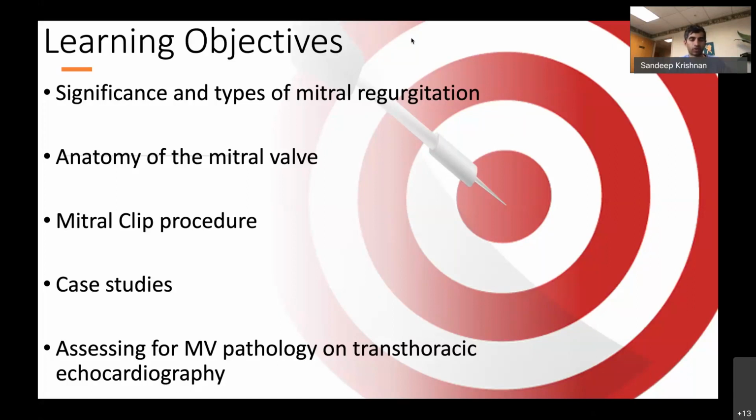We'll show a quick video of the mitral clip procedure. I'll show you some case studies from early on in our experience here, and we've done some really neat ones lately. I know Oscar's putting those together, so maybe we'll come back and touch base with you guys here in another month or two with some of the other cases that we have. And then I'll talk specifically about how to assess for mitral valve pathology on transthoracic echo.